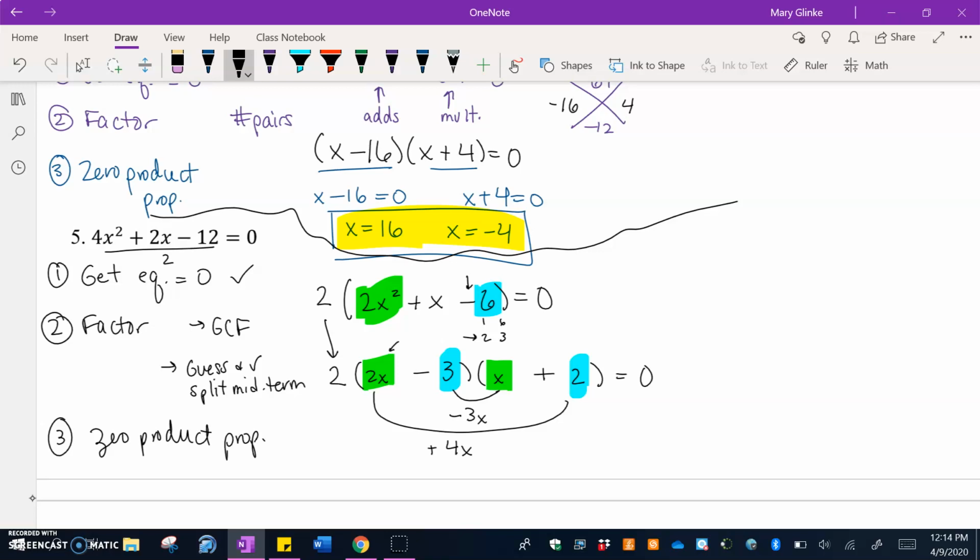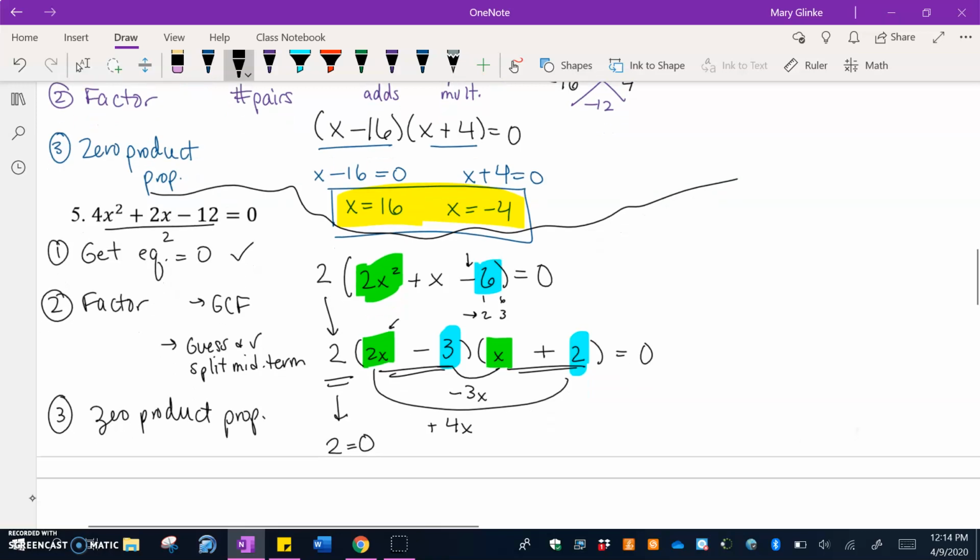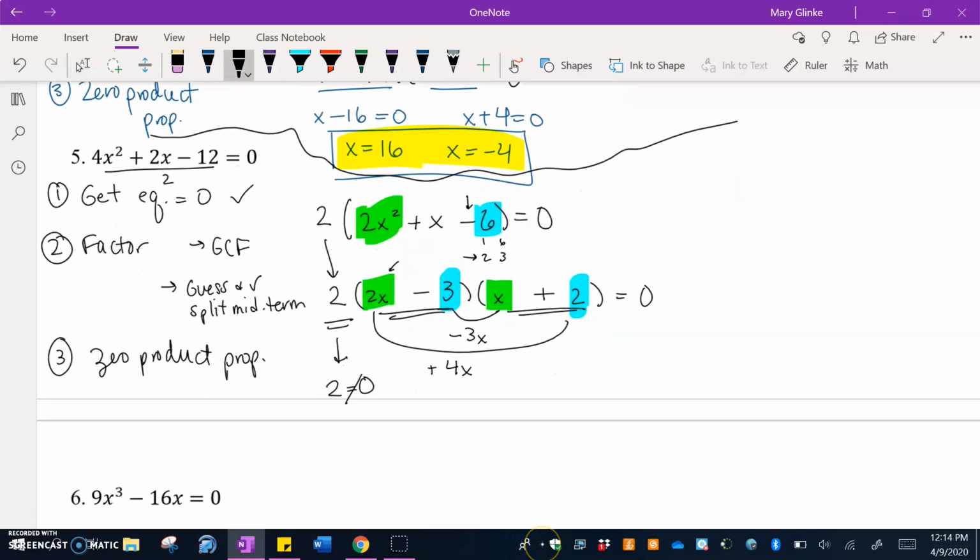Looking at these, we're going to set each factor equal to 0. Something interesting happens here. When we set 2 equal to 0, that does not yield a true statement. 2 does not equal 0, and it never will. So with this first step of the GCF, there was no x with it. It's just a number, so it actually does not yield a solution at all.